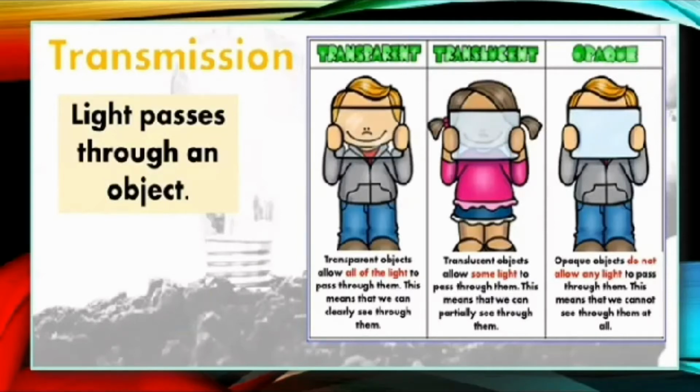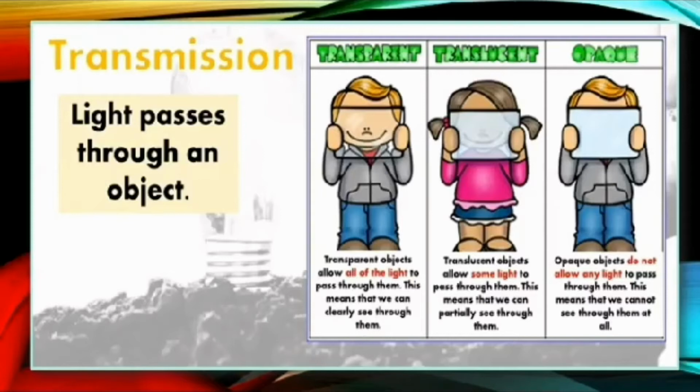Transmission. It means light passes through an object, or the passing of light through a material without being absorbed. Transparent. Transparent objects allow all the light to pass through them. This means that we can clearly see through them.